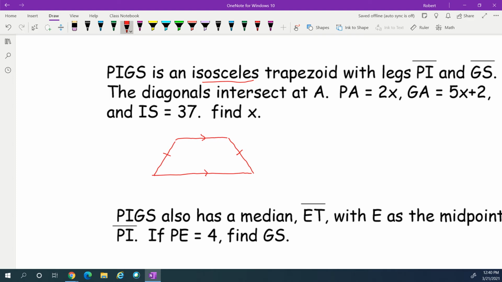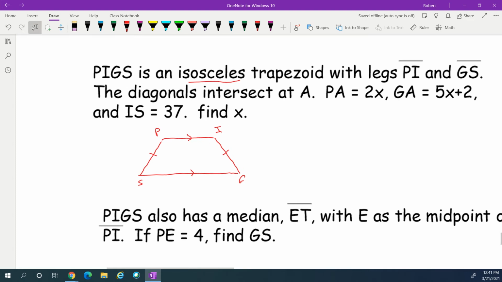And I'm going to start in the top right and go around it. So I'm going to go clockwise. I'm sorry, top left and go clockwise. So P I G S. Now that's what we've been taught all along.